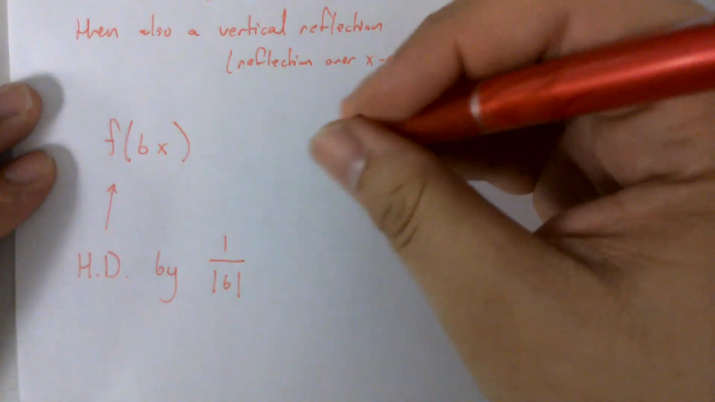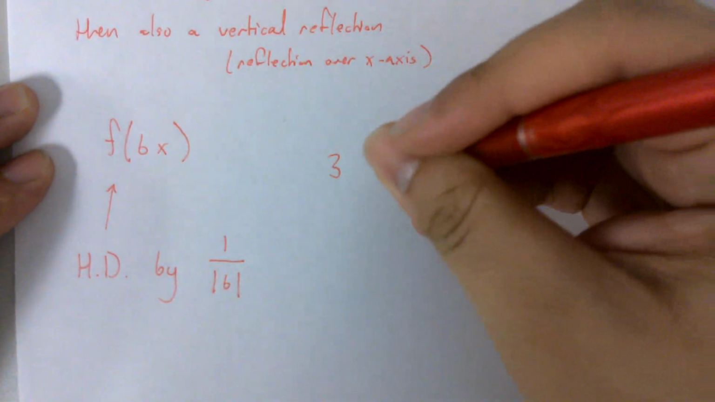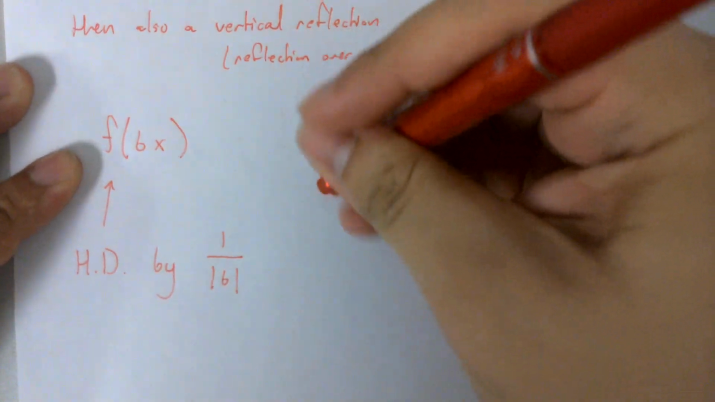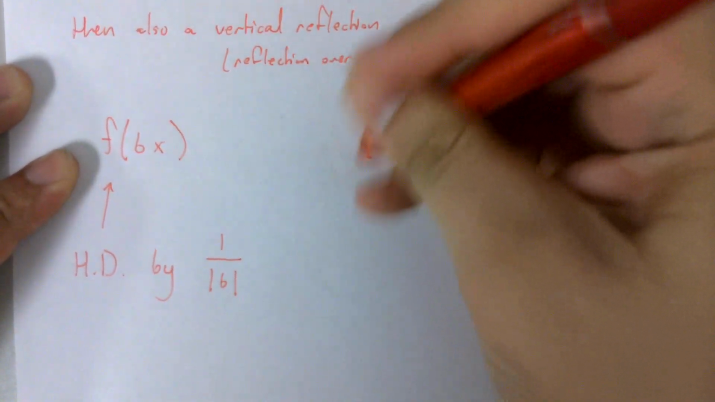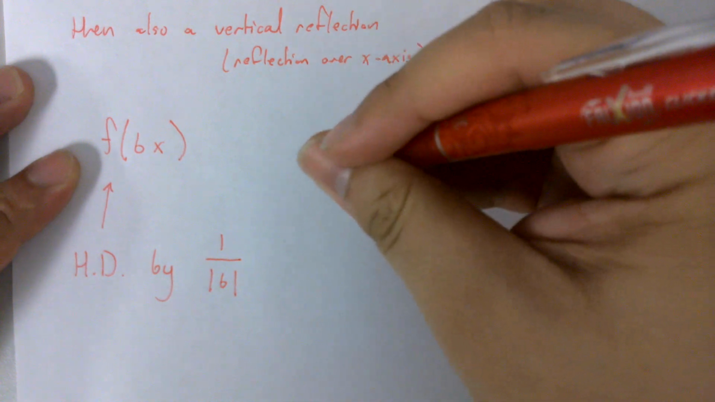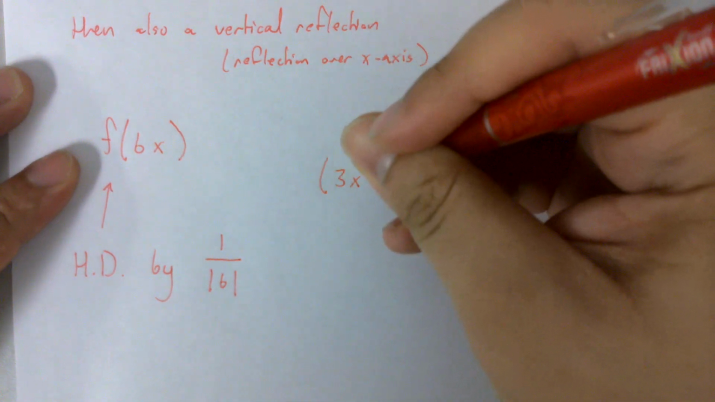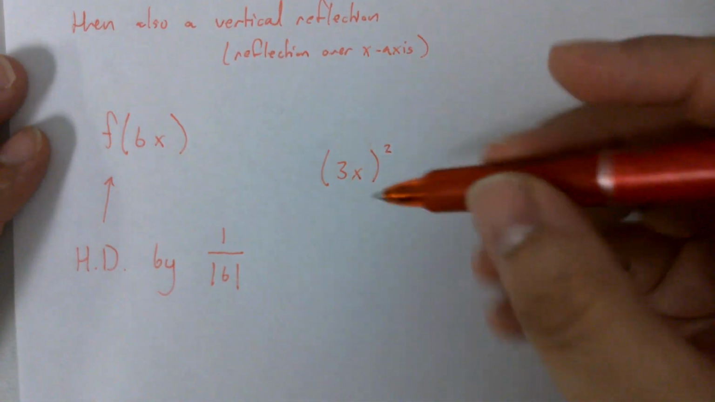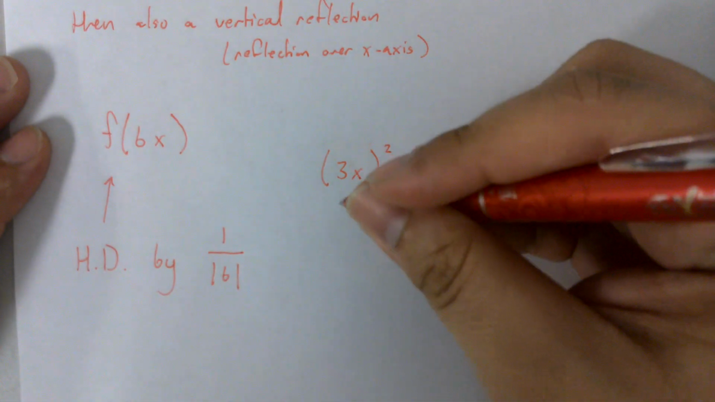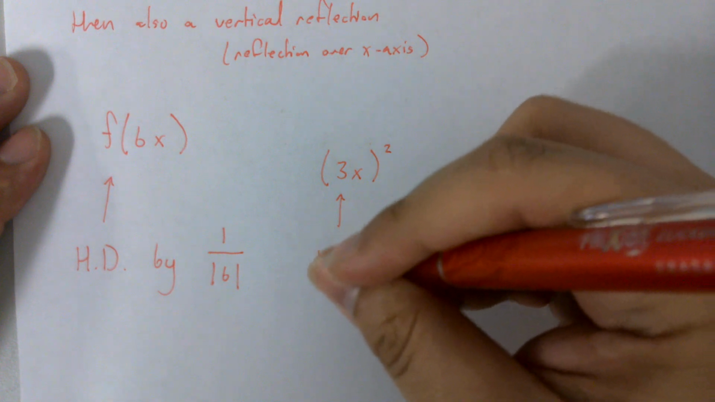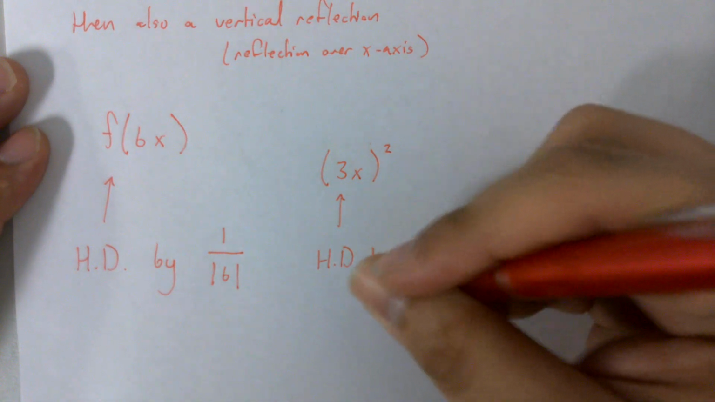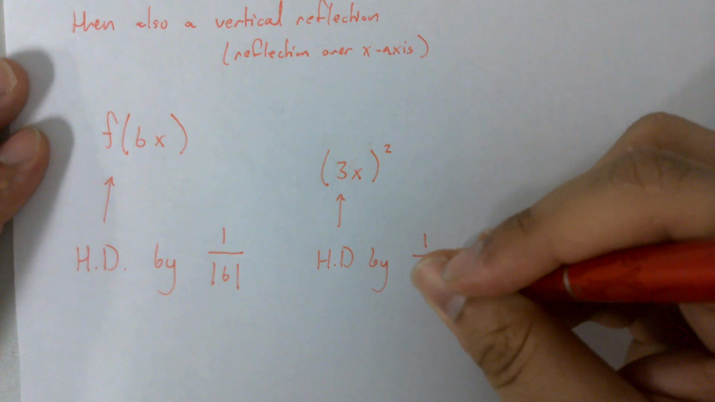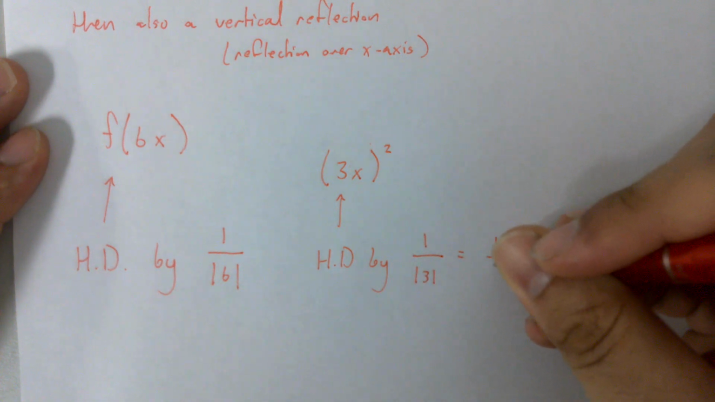So for example, if I have, using the examples from above, oh well, I guess I can't really do that because those are all vertical dilations. But if I do 3x squared like that, now this is right here a horizontal dilation by 1 over absolute value of 3, which is really just 1 over 3.